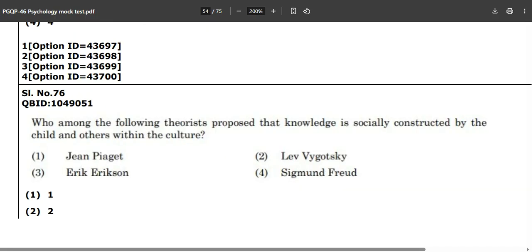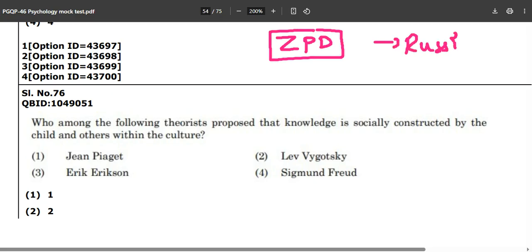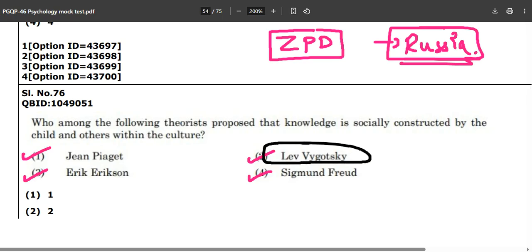Okay, now next question, try to answer this. It is an easy one once again. Who among the following theorists proposed that knowledge is socially constructed by the child and others within the culture? What will come in the picture? ZPD, zone of proximal development. Who has told us about the zone of proximal development? Who was from Russia? Out of these, Jean Piaget, Erik Erikson, Sigmund Freud, Lev Vygotsky, only one name comes out: Lev Vygotsky. This guy was from Russia, gave ZPD, and talked about the socially constructed thing and all those things.